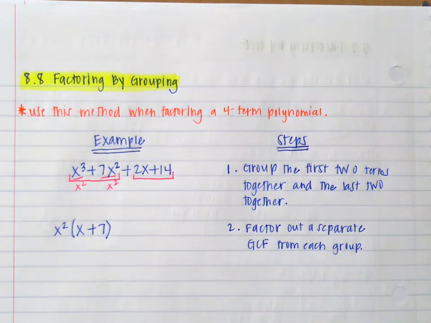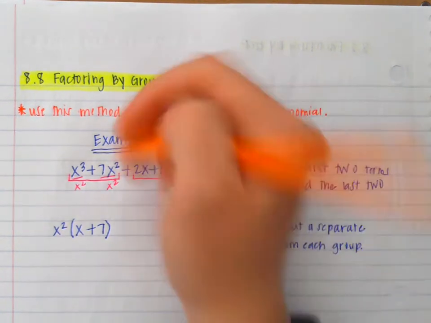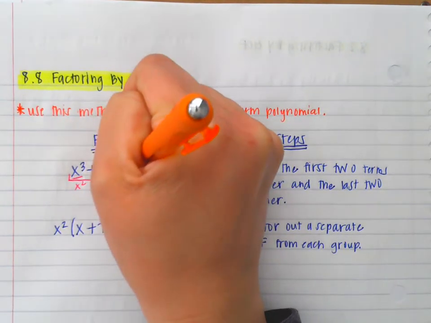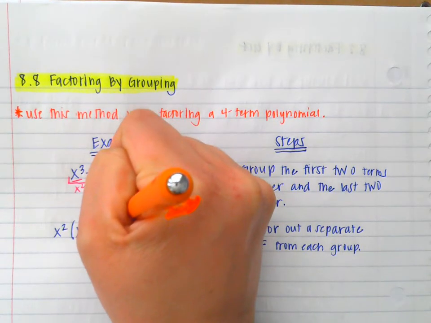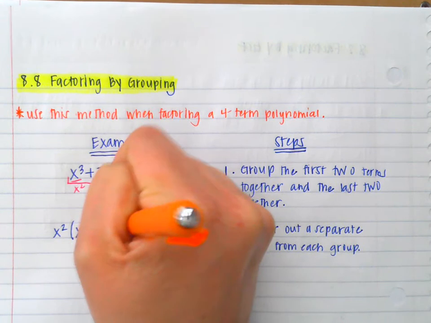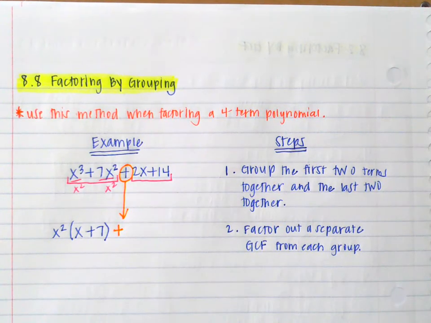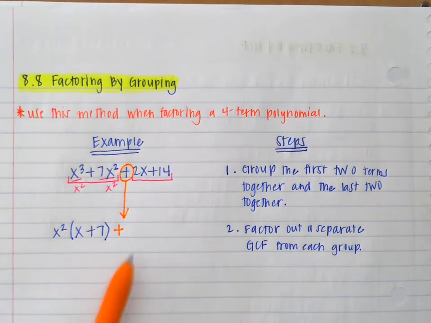Now, one thing that's really important is that no matter what the sign is in the middle, so the sign here is a plus, we always want to bring that plus down. If it was a minus, we'd want to bring that minus down. No matter what the sign is in the middle, we're taking that into consideration. Okay, so we look at the second group.